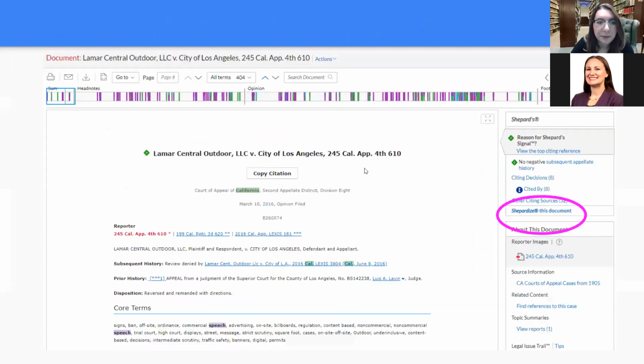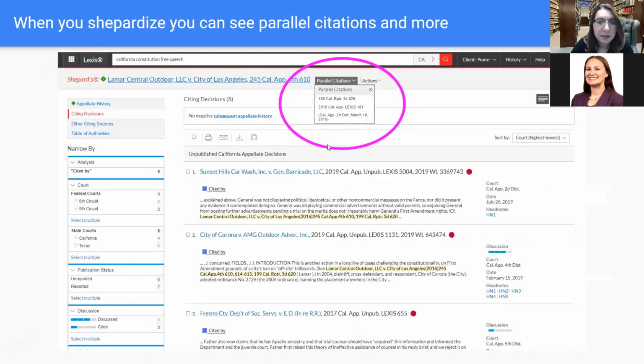Once we open it up, you can even see on the bottom, it has the core terms. Those are similar to our key terms. So if you found that this case was relevant to your search, you can brainstorm additional search terms from the core terms listed on the case itself. It also has the ability to Shepardize on the right-hand side. It says Shepardize this document. What we do when we Shepardize is we basically pull all of the cases where this case is cited. And additionally, it'll give you the parallel citations.